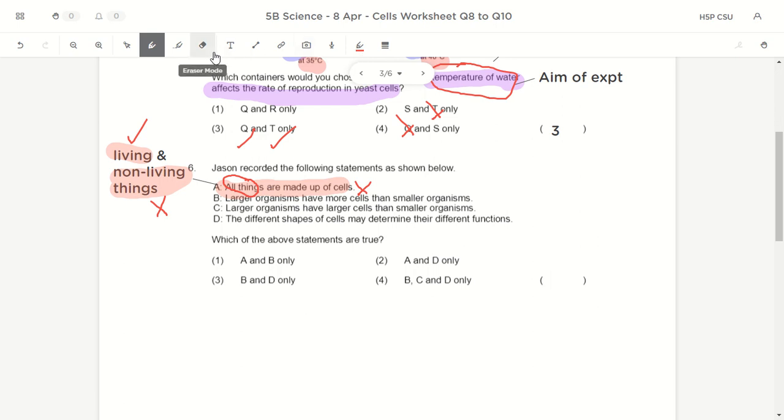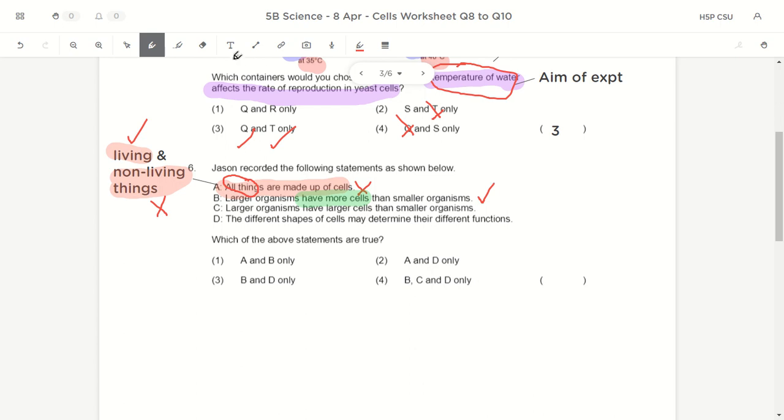Larger organisms have more cells. Let's highlight that in a different color. Larger organisms have more cells. True or not true? Answer is true. When you're a baby, you're smaller, you have a smaller number of cells. As you grow up, your cells multiply, your cells split to get more cells, so you become larger.